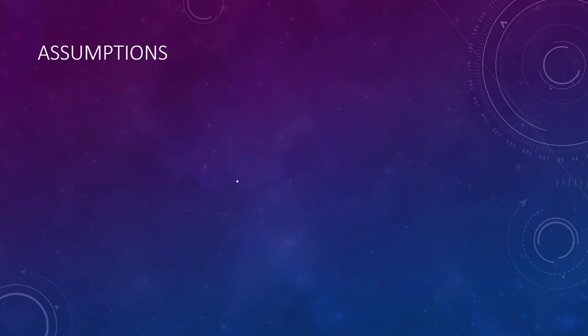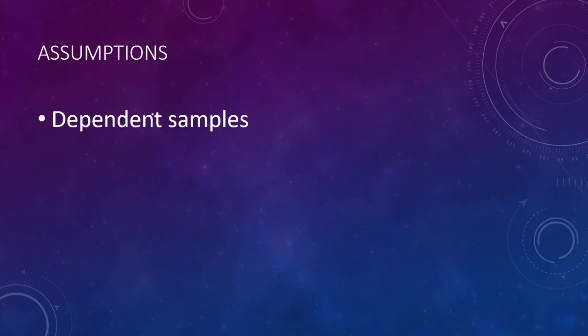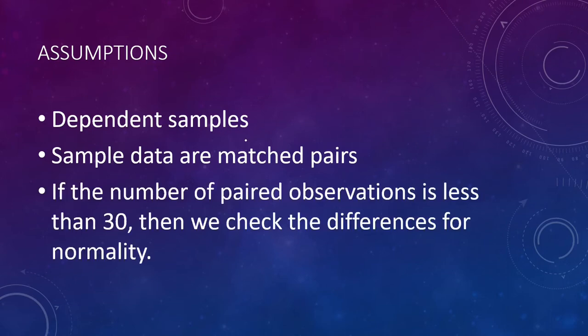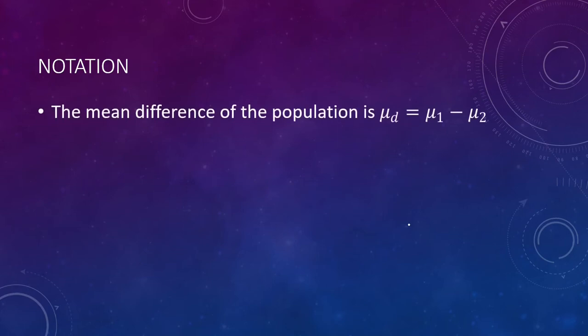We need to look at some assumptions before we start the problem. The samples have to be dependent samples. Sample data are matched pairs. If the number of paired observations is less than 30, we have to check the differences for normality. The mean difference of a population is mu sub d, and that's equal to the mean of the first group minus the mean of the second group.